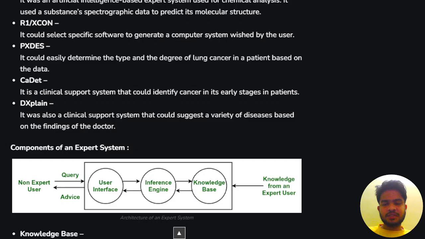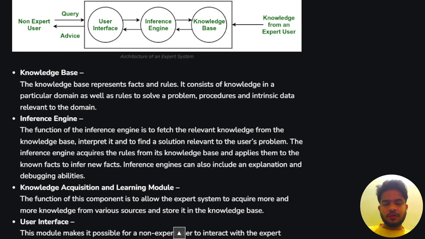Components of an expert system are given below. Expert systems are classified by their knowledge base, inference engine, knowledge acquisition and learning module, user interface, etc. Let us understand the knowledge base. The knowledge base represents facts and rules. It consists of knowledge in a particular domain, as well as the rules to solve a problem, procedures, and intrinsic data relevant to the domain. Inference engine. The function of the inference engine is to fetch the relevant knowledge from the knowledge base, interpret it, and find a solution relevant to the user's problem. The inference engine acquires the rules from its knowledge base and applies them to known facts to infer new facts. Inference engines can also include explanation and debugging abilities.